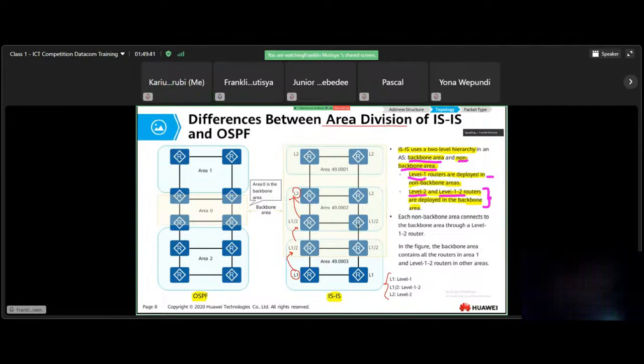For level 1, 2, a level 1, 2 router is a router that maintains the level 1 LSDBs and level 2 LSDBs. So anytime level 1 routers are communicating with level 2 routers, communication has to pass through level 1, 2, and vice versa.